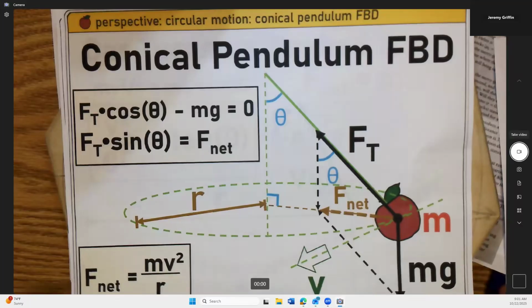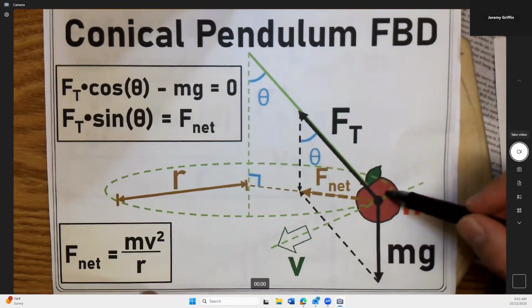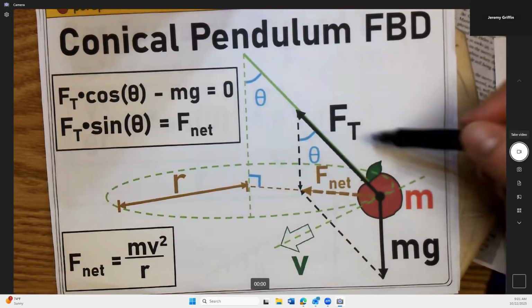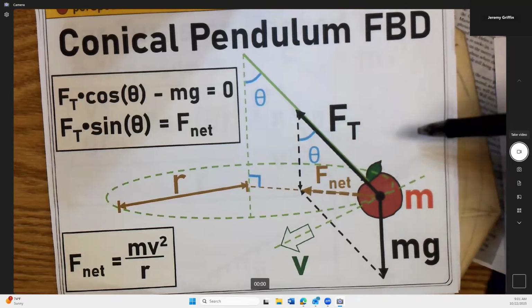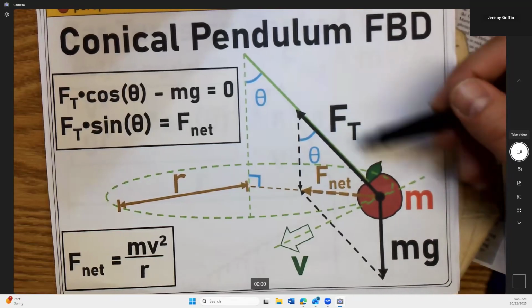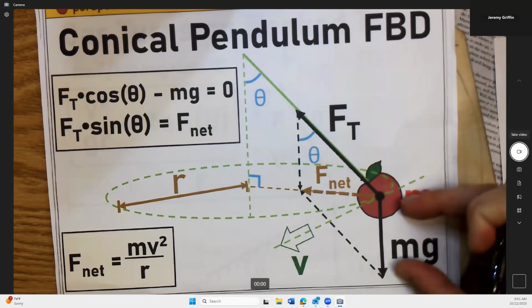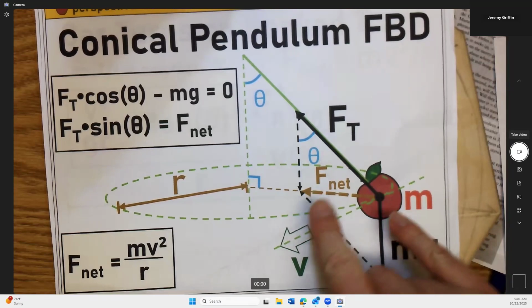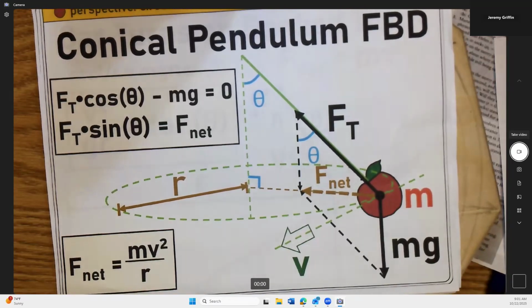So you guys remember this? Okay, so here's the ball. Two forces: weight down and tension force. Guys, which force is bigger, the weight down or the tension force at an angle? The tension force is bigger because it has to do two things. It has to hold the ball against its own weight, and it also has to pull it in, providing this net force, which is the centripetal force. Yeah, it's gotta do all that.